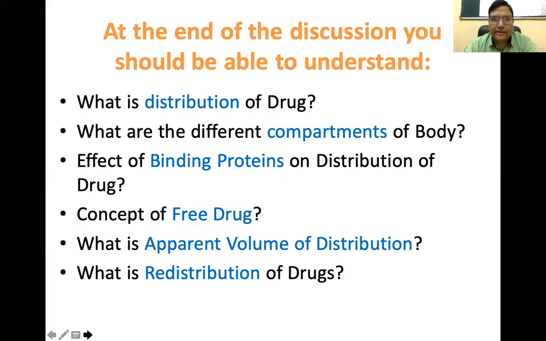So at the end of today's lecture, you are going to understand what distribution of drug is, what the different compartments of the body are, how the body is divided, and then the binding of drug to different proteins and their effect in distribution. Then what the concept of free drug is, then apparent volume of distribution, and then what redistribution of a drug is.